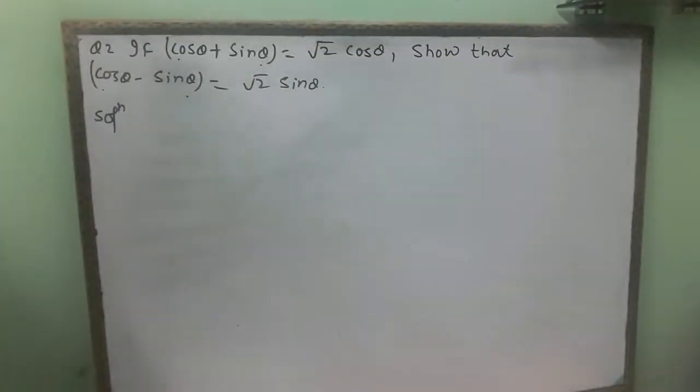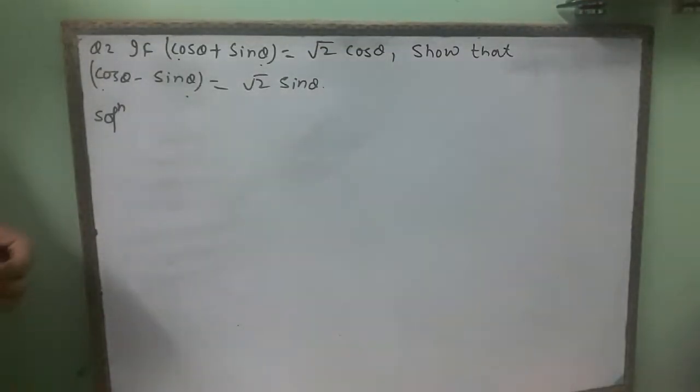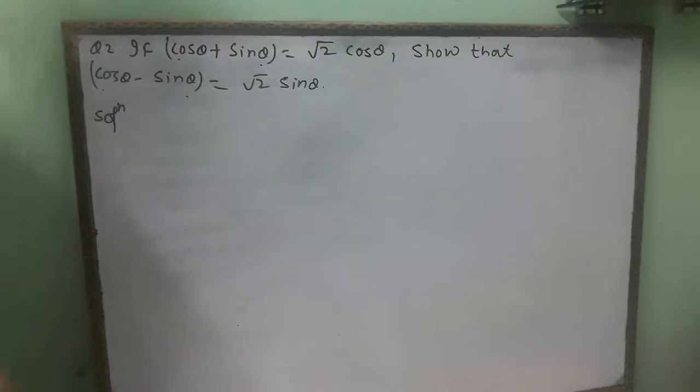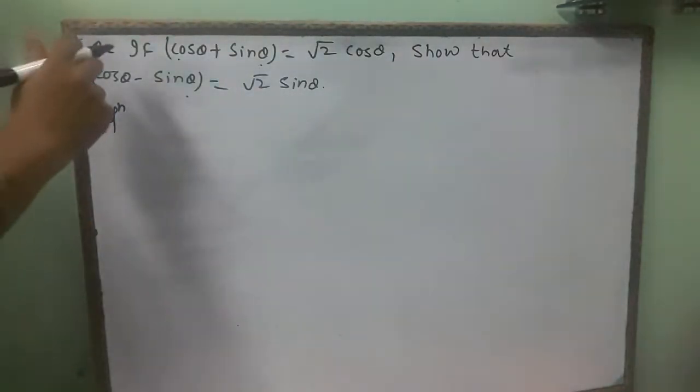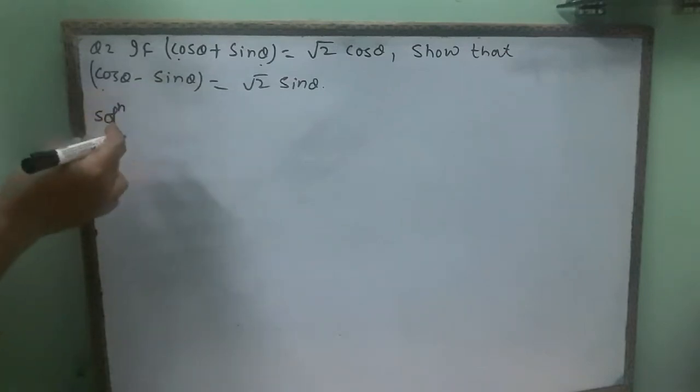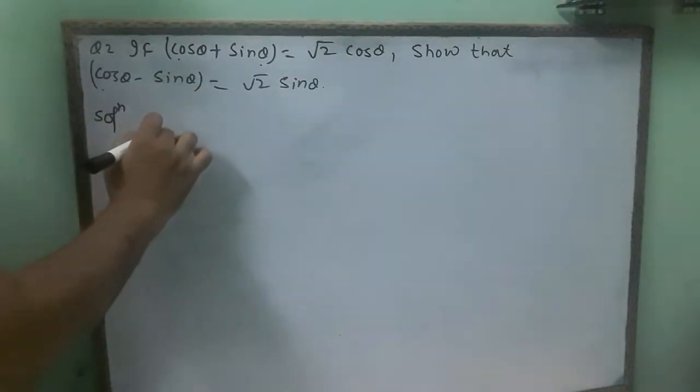See, this is the second question. If cos theta plus sin theta is equal to root 2 cos theta, then show that cos theta minus sin theta is equal to root 2 sin theta. For this, I will write a formula. So note it down. This formula is very important.